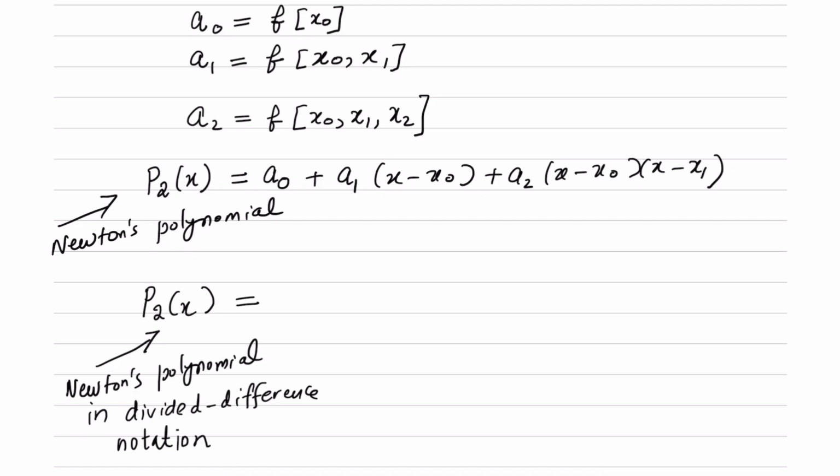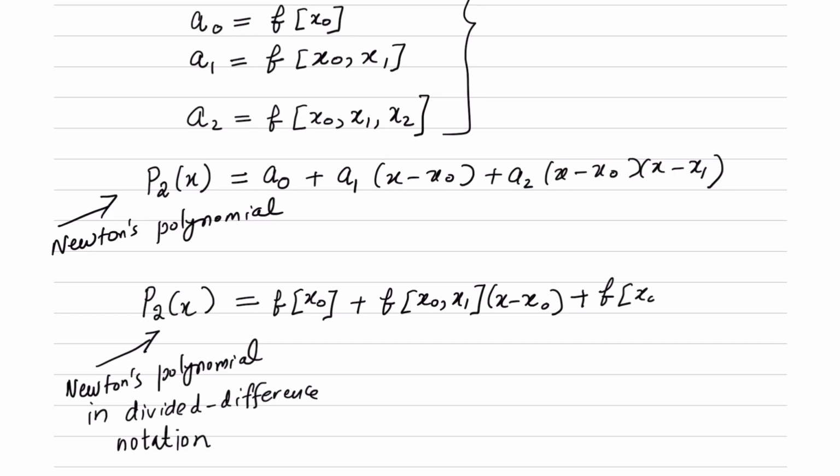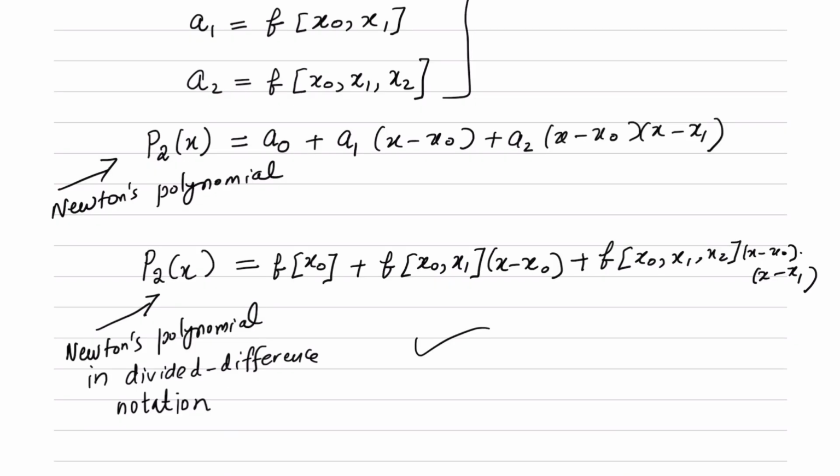You will only write a0, a1, a2, which are Newton's polynomial coefficients, in the form of divided difference operator, which are these. A0 is f of square bracket x0, a1 is f of x0 x1 times (x minus x0), a2 is f of square bracket x0 x1 x2 times (x minus x0) times (x minus x1). So this is the Newton's polynomial in divided difference notation.